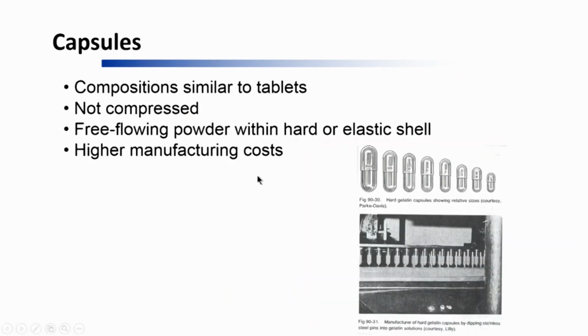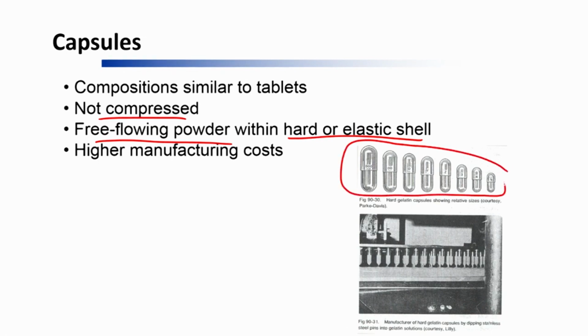And then a similar thing for capsules, their composition is again very similar to tablets, but they are not compressed. If you have ever opened a capsule, you realize there is some free powder there. So, it is a free flowing powder within either a hard or elastic shell. Obviously, the manufacturing cost goes up because now you are using quite a lot of material, and it is a little more cumbersome than a tablet which is just compressed. But if your drug is not very stable in that compression, in that high pressure, in those cases capsules become important.